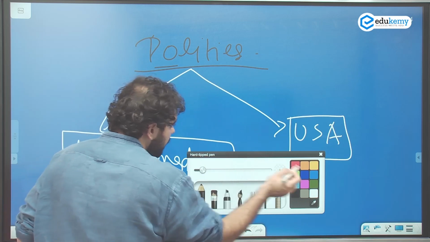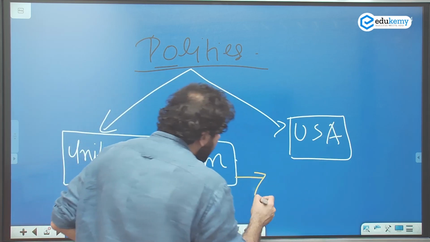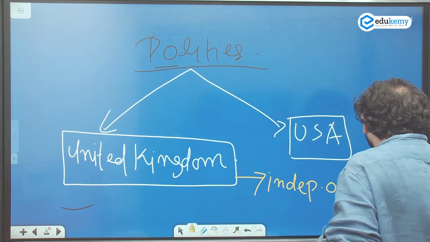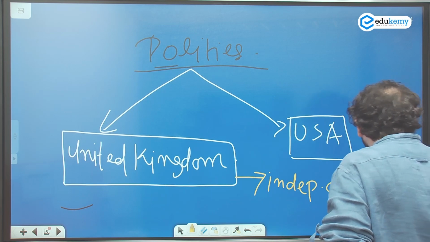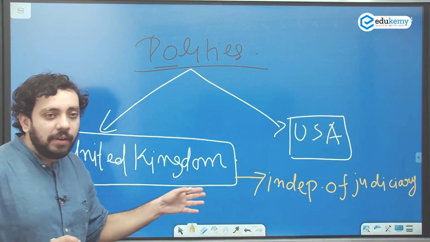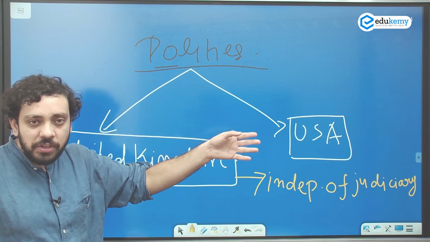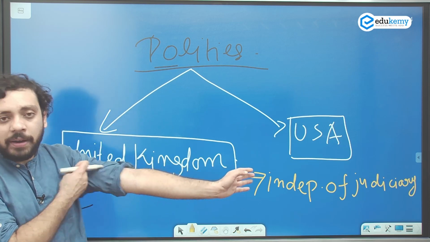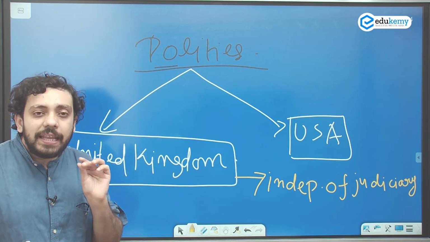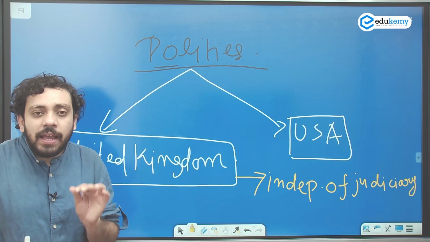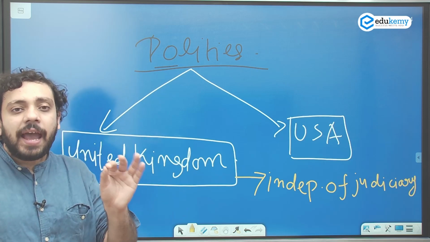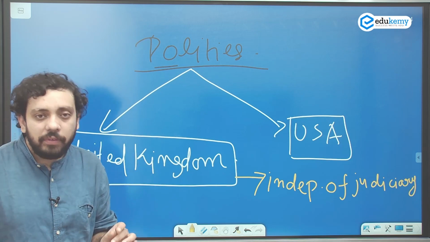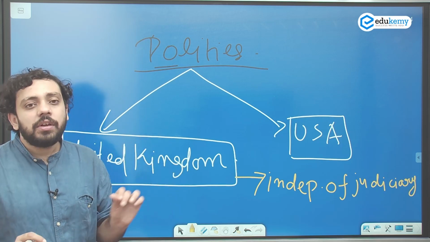Let's say the question about independence of judiciary. Now, the question that we ask ourselves is this, is there independence of judiciary in United Kingdom? Is there independence of judiciary in United States of America? The answer is yes. In United Kingdom, there is an independence of judiciary, which implies that the executive in the United Kingdom can be disciplined, its rules can be declared as illegal, its actions can be declared as ultra vires by the judiciary of United Kingdom.